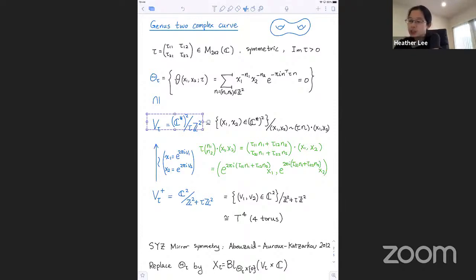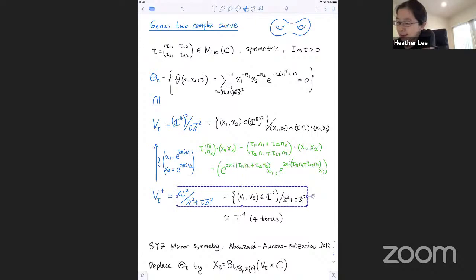So this V tau is actually a 4 torus. To clearly see that this is a 4 torus, notice that this space is isomorphic to C2 quotiented by a lattice. And this identification between these two spaces is via the exponential map, where you exponentiate V1, V2 to get X1, X2. So the point here is that for each tau, we get a genus 2 curve sitting inside as a hypersurface embedded in a 4 torus.